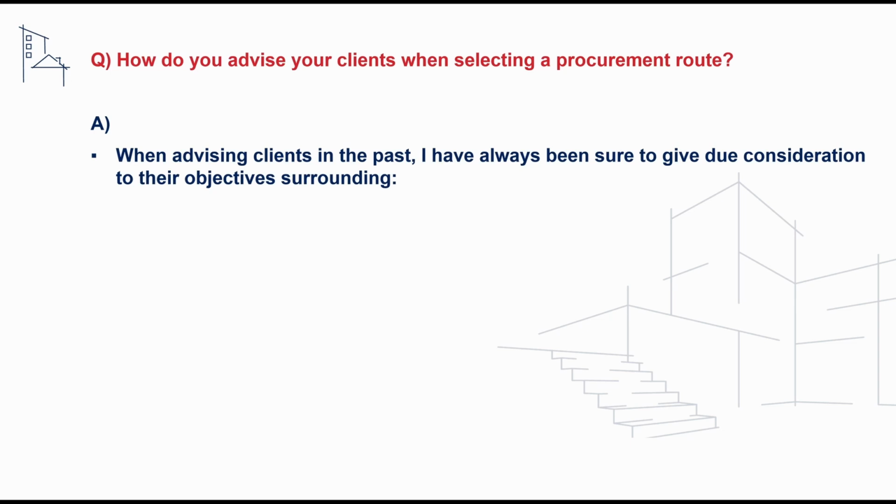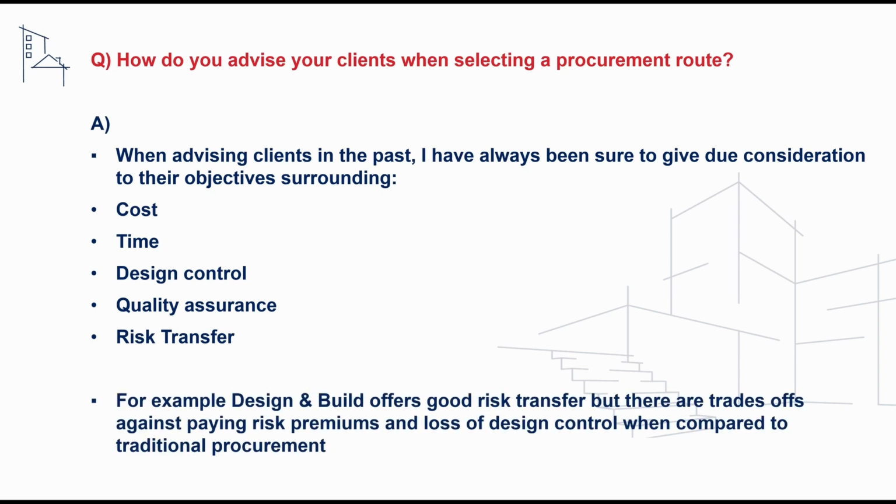And to address this, we can say that when advising clients in the past, I've always been sure to give due consideration to the client objectives surrounding cost, time, design control, quality assurance, risk transfer. For example, a design and build procurement route offers a good risk transfer, but there are trade-offs against paying risk premiums and loss of design control when compared to traditional procurement.